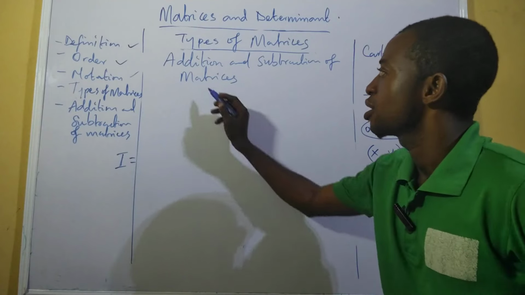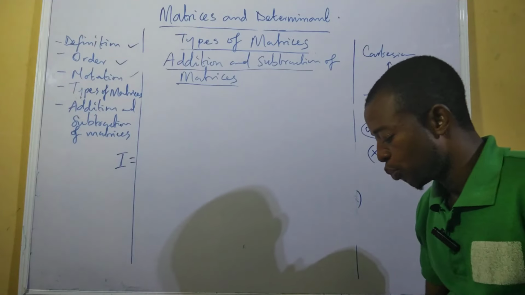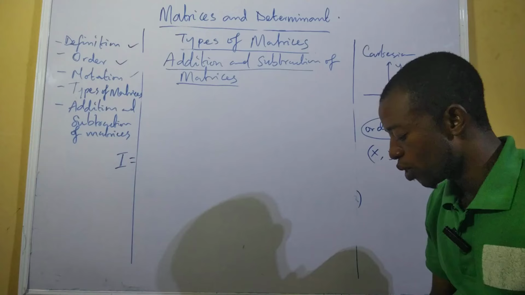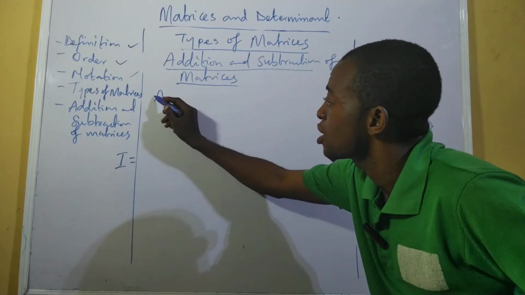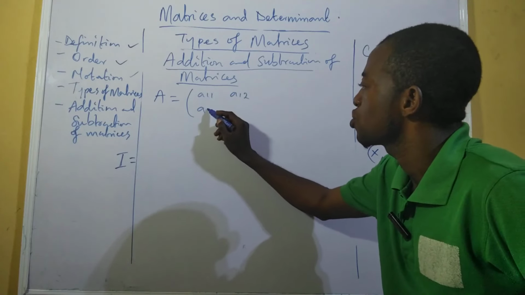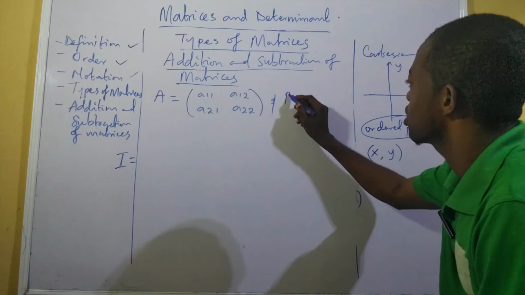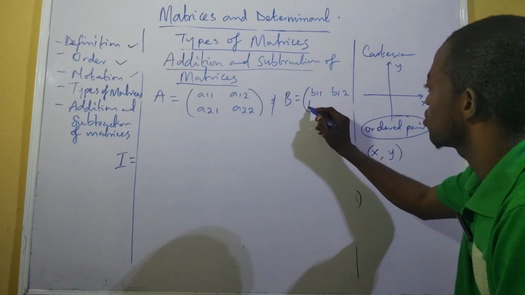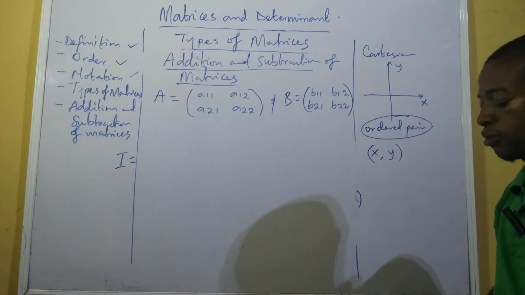Okay, for this, let's consider 2 matrices, which are matrices A and B. We are going to use this as the general way of adding and subtracting. Let's say matrix A is a 2 by 2 with A11, A12, A21, A22. And also we have a matrix B, which is B11, B12, B21, B22.